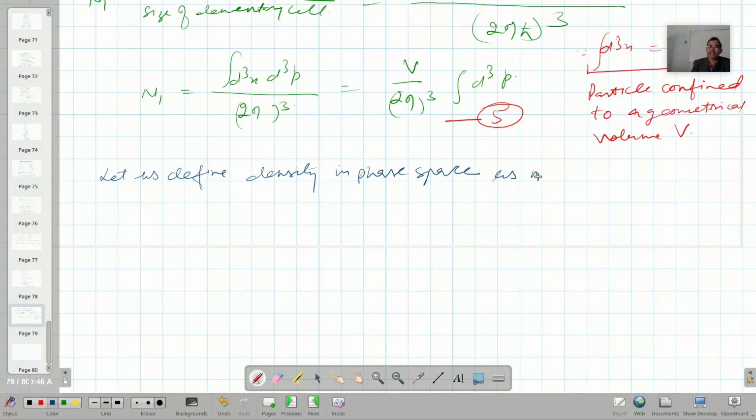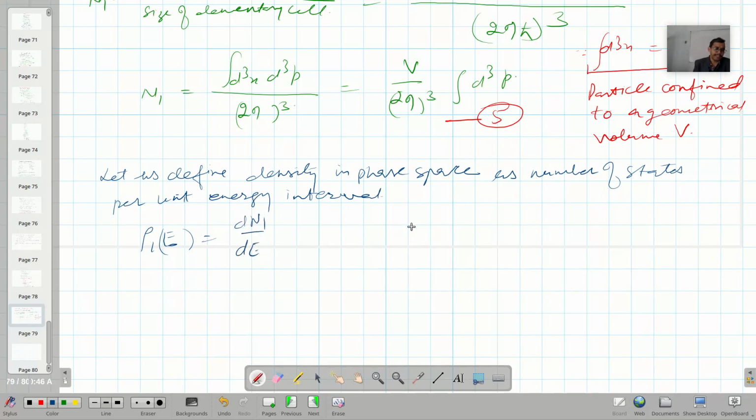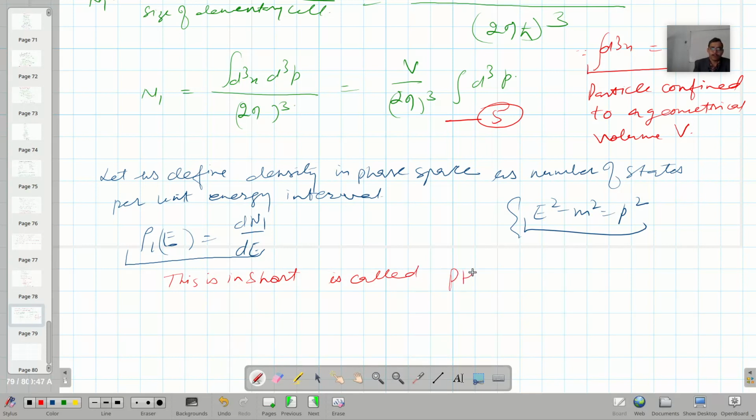Density in phase space as the number of states per unit energy interval. So rho 1 of E is equal to dn1 over dE. Here I talked about energy because E square minus m square is equal to p square, right? So keeping this in mind, we have expressed it in terms of the energy. This is, in short, called the phase space for one particle.